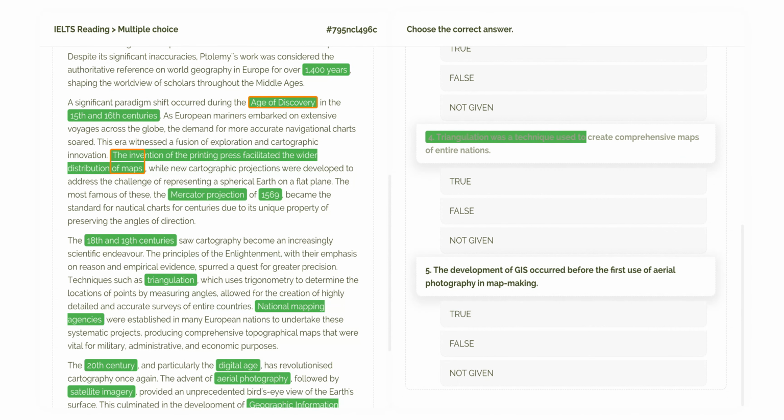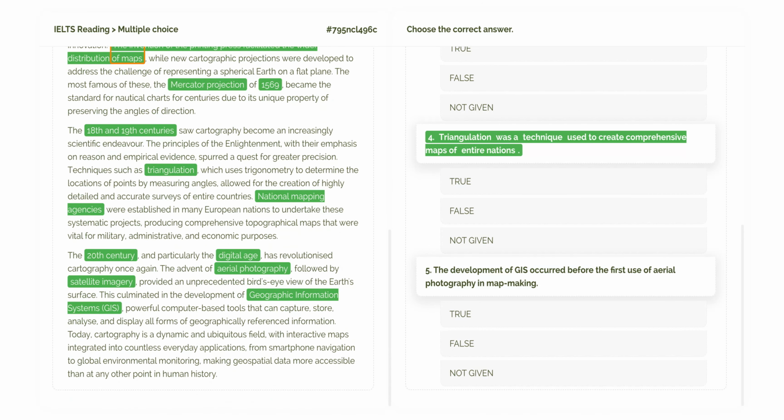Triangulation was a technique used to create comprehensive maps of entire nations. Okay, for question 4, our keywords are triangulation, technique, and its purpose, creating maps of entire nations. The term triangulation stood out in our scan of the 4th paragraph. Let's go there to verify this.